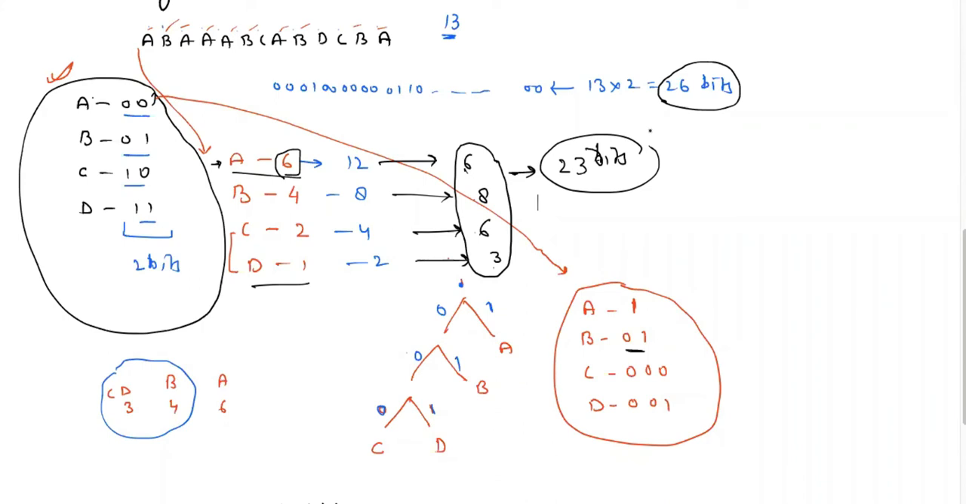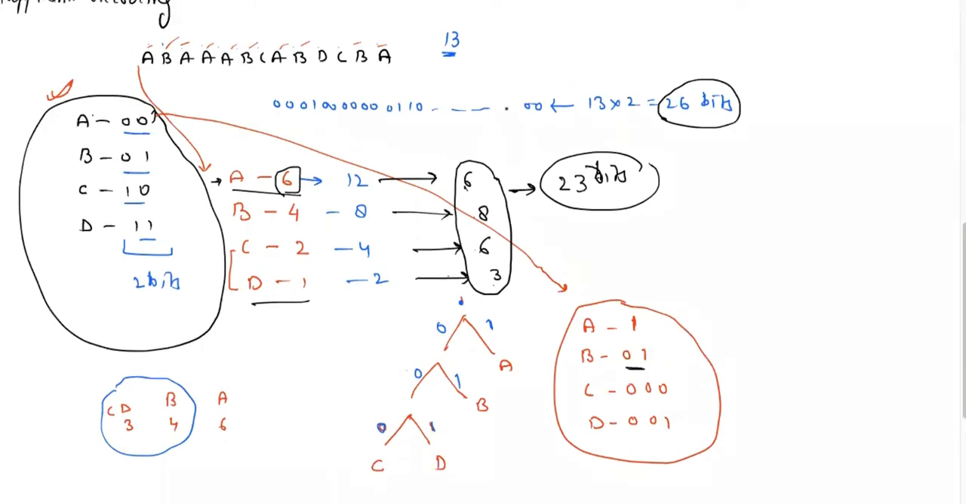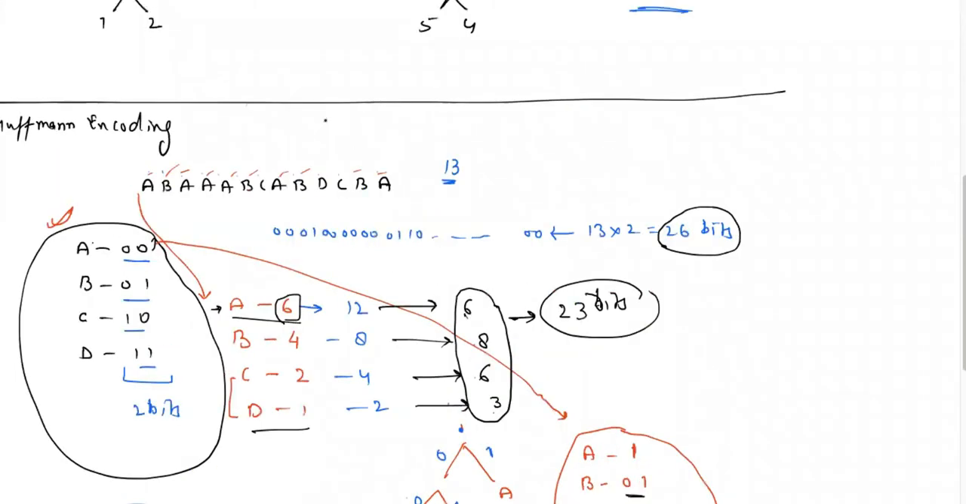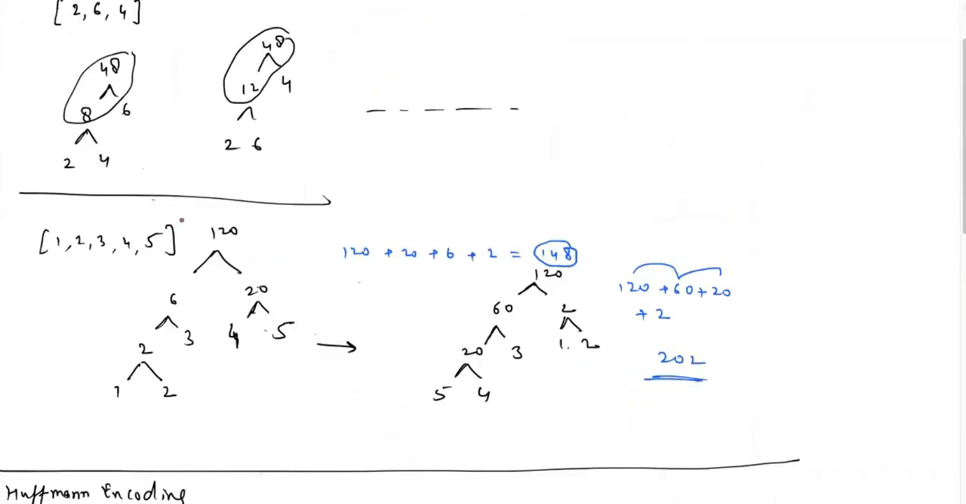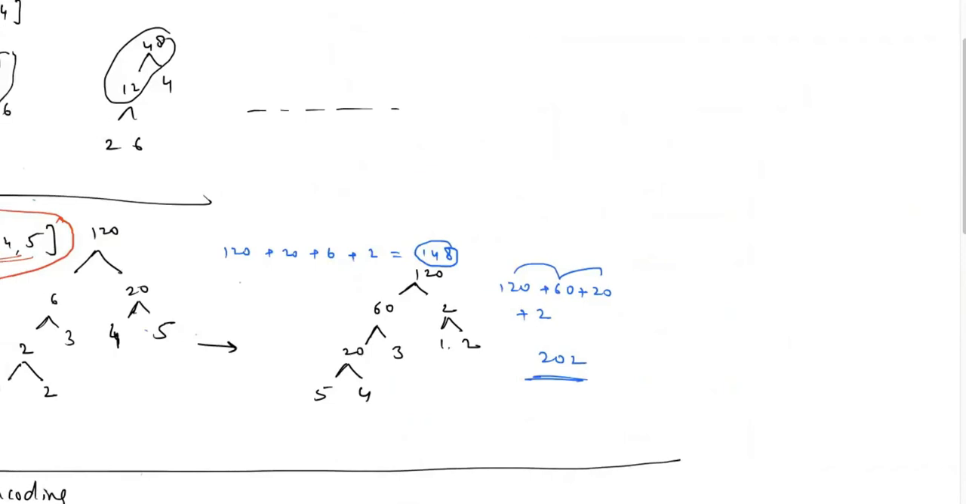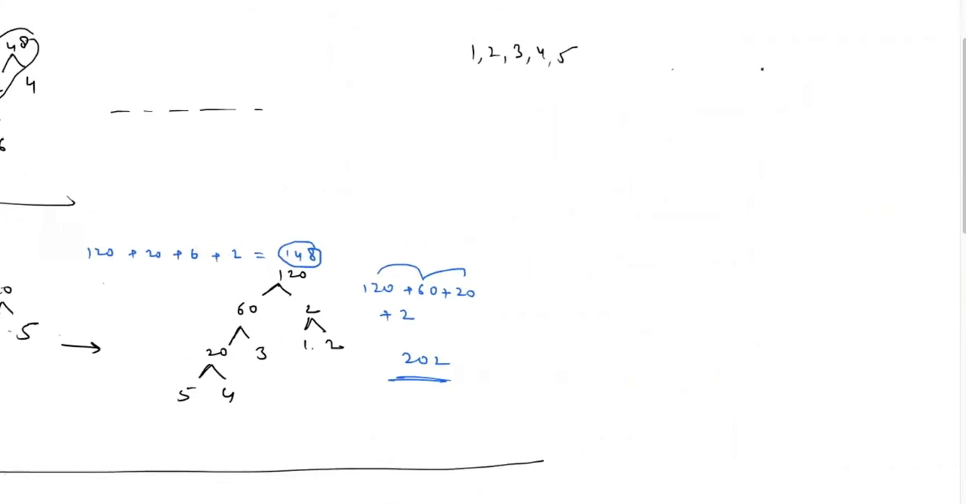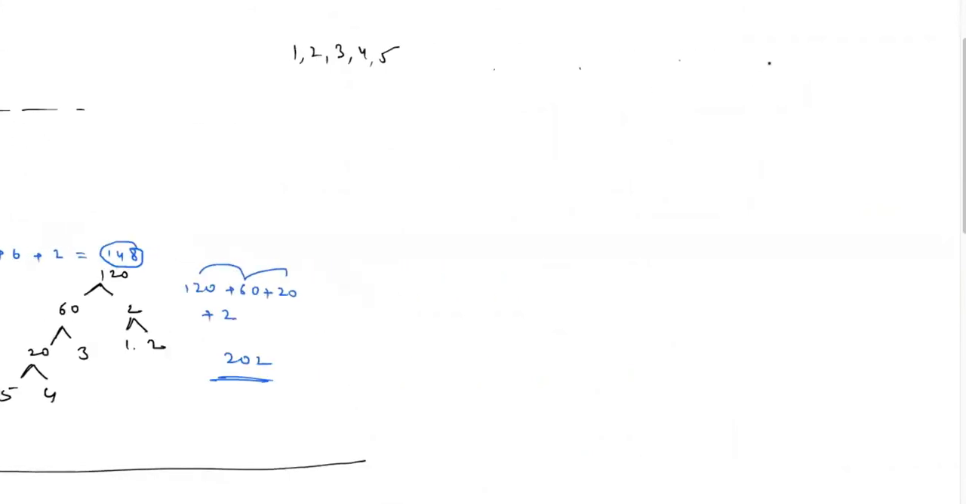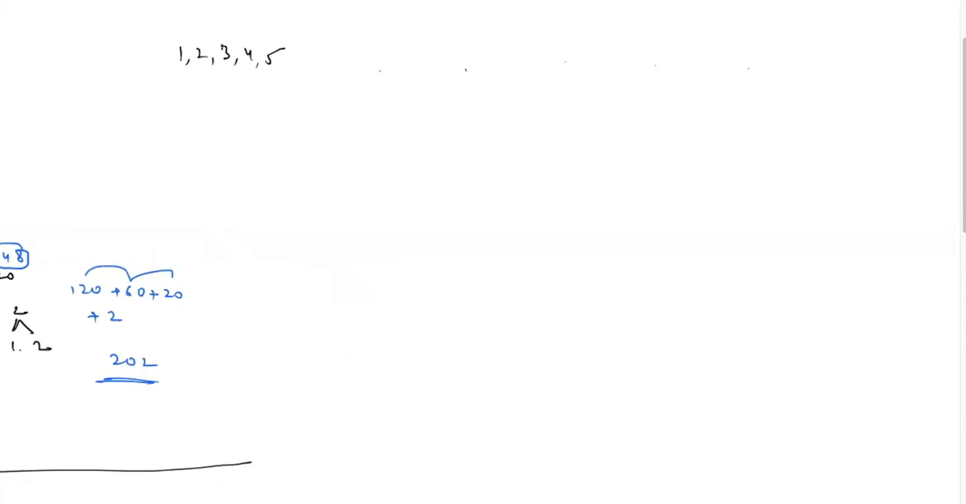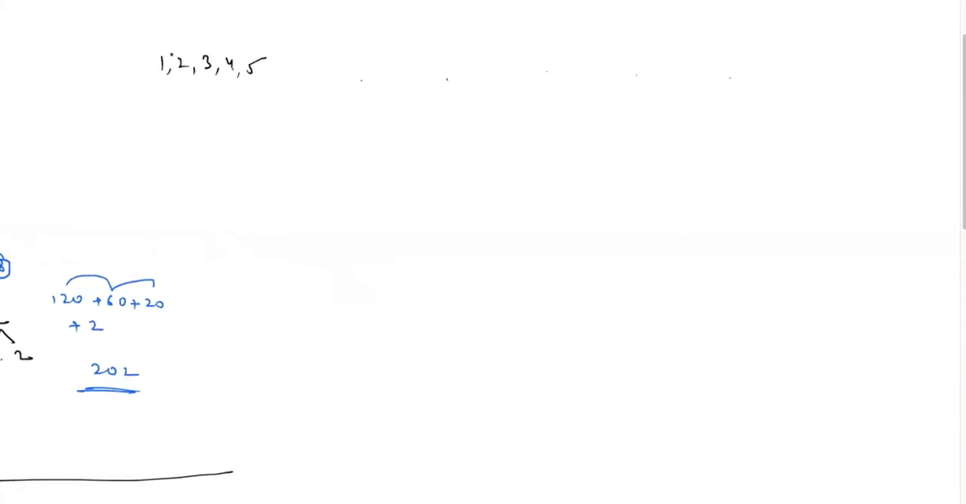Can we use this approach in the problem that is given to us? The problem which is given to us is that we want to find the minimum cost tree where the leaf nodes are 1, 2, 3, 4, 5. So we do the same thing. Let's say we keep 1, 2, 3, 4, 5 in a sorted array. Then we remove two minimum values. So two minimum values are 1 and 2.